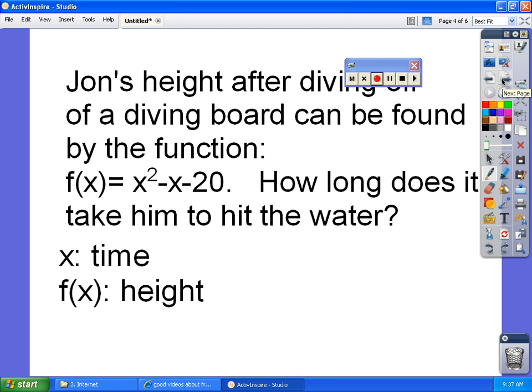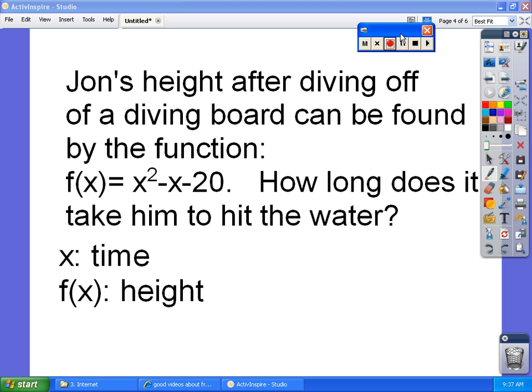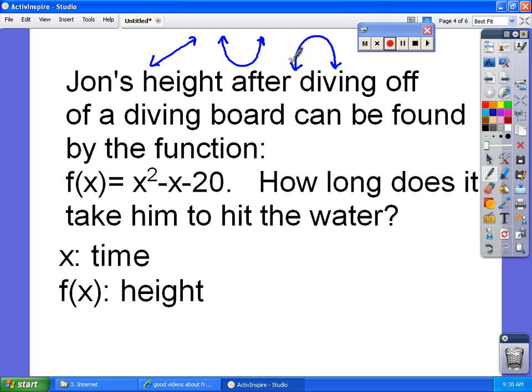Here's an example of how this might show up in a word problem. John's height after diving off of a diving board can be found by the function x squared minus x minus 20. By the way, quadratics form parabolas. And that's why things like diving or jumping up in the air or rocket launches will always kind of form this path. They don't form straight lines when you dive. You kind of go up and then you come down. So how long does it take him to hit the water?